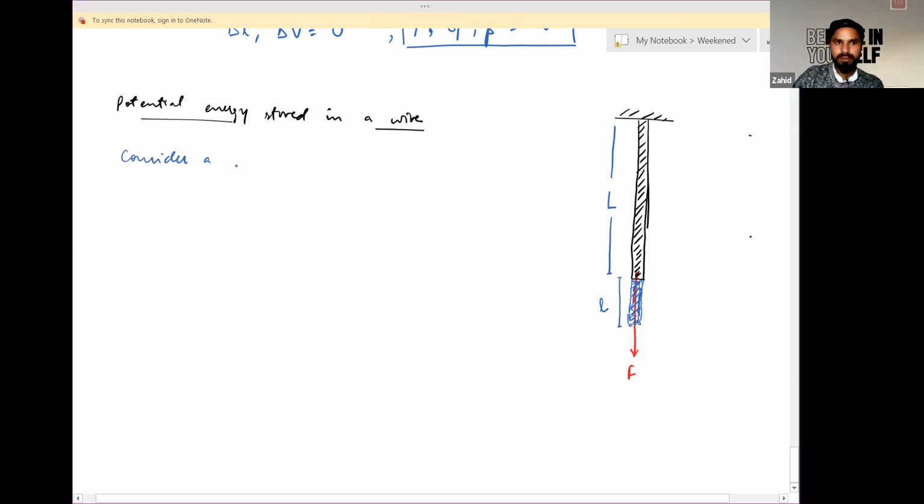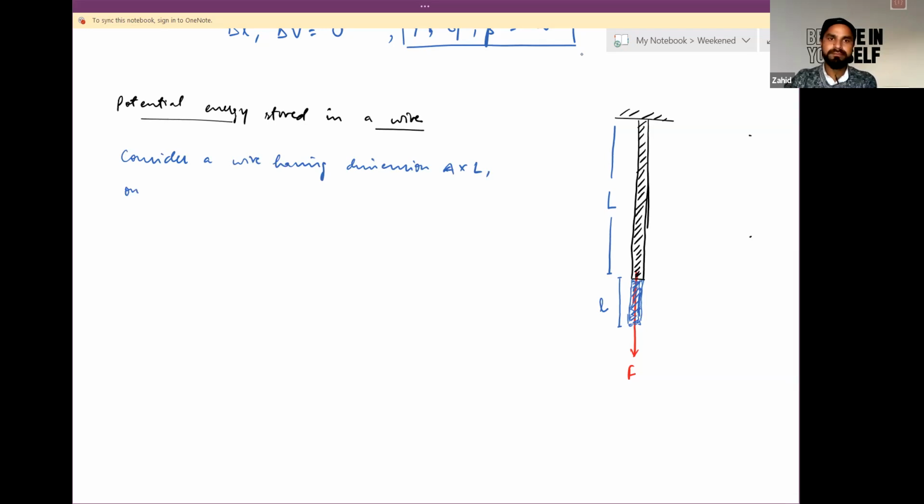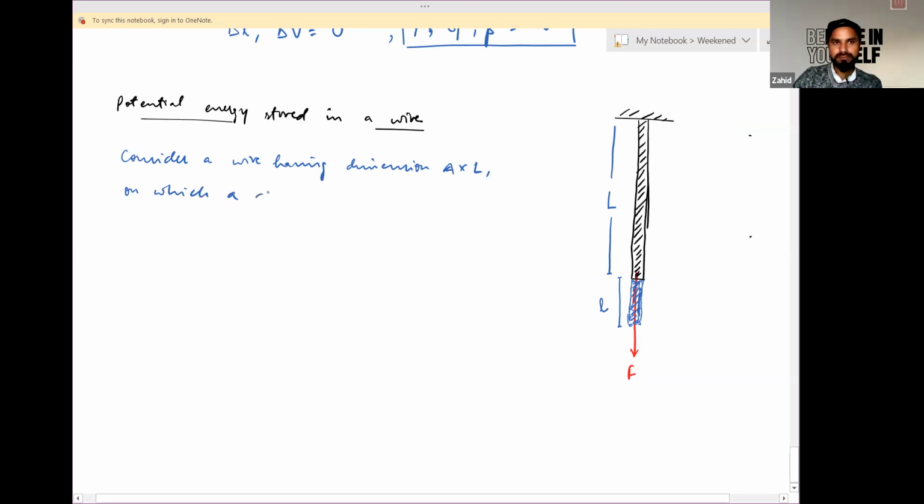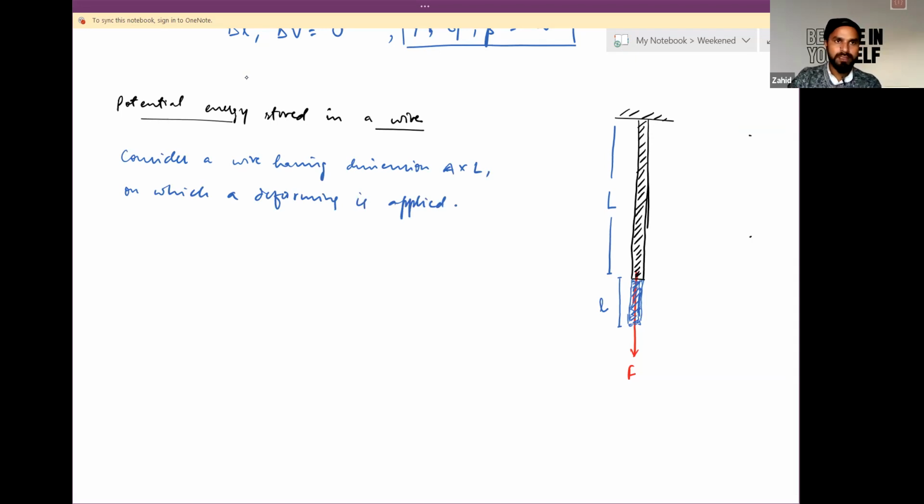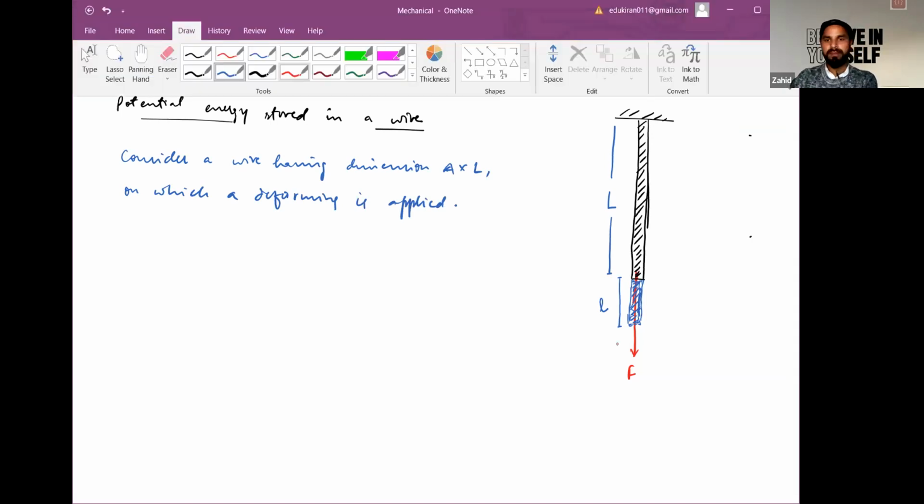So consider a wire having dimension A cross L, on which a deforming force F is applied. So we can define first about this F.